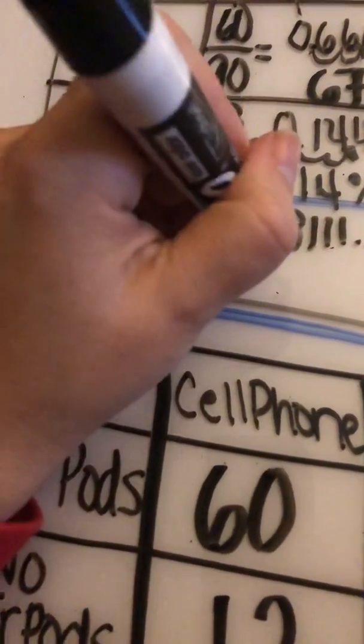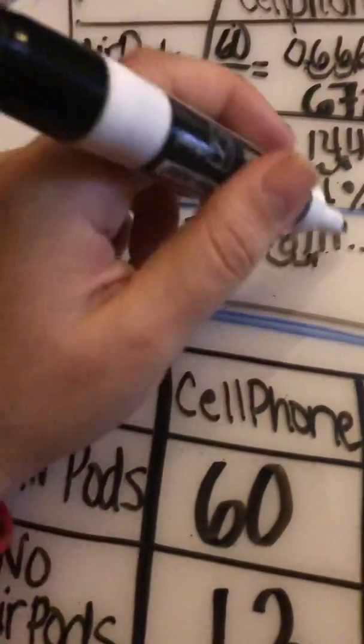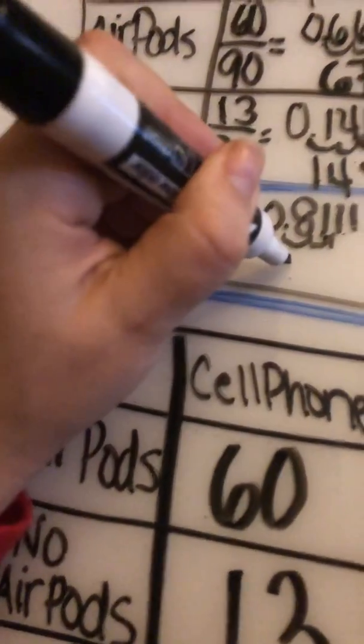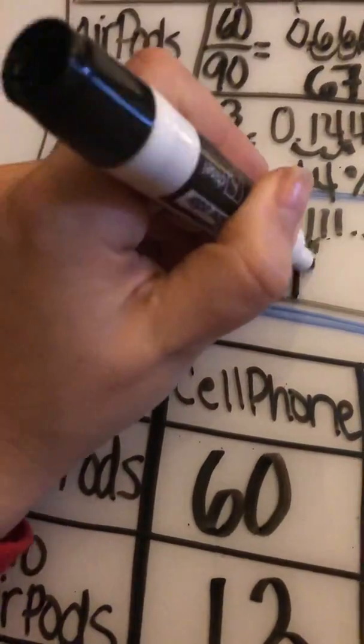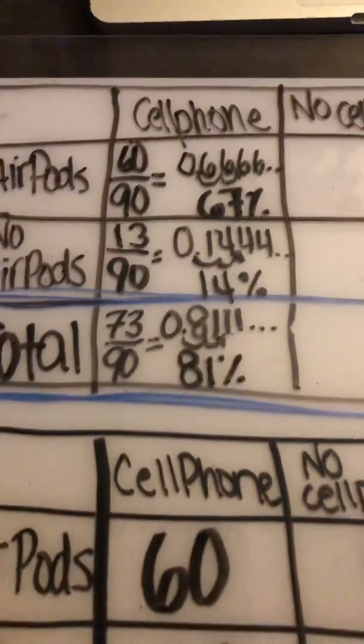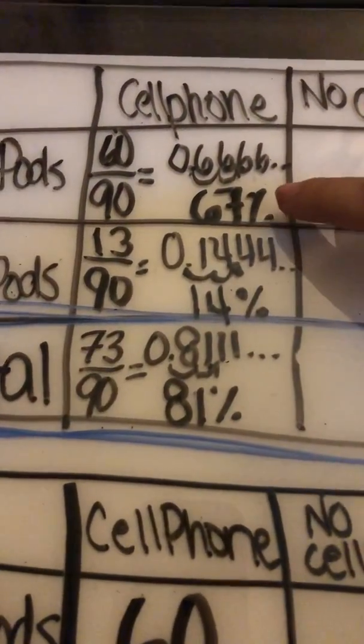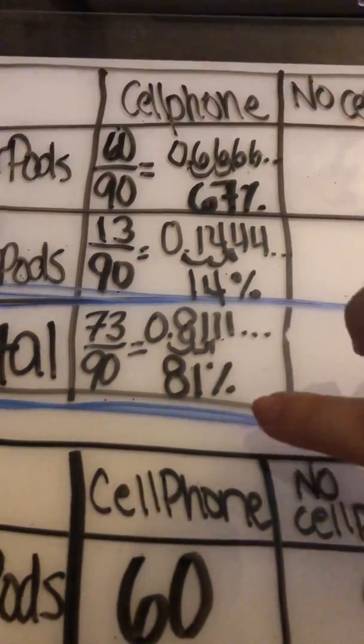And if I make this into a percent, multiply by 100 or move it twice, it would be 81.1 repeating, or just 81%. So now let's check if what I told you before actually works out. We got 81%. That means that 67 plus 14 should equal 81%. So I'm going to do that real quick.